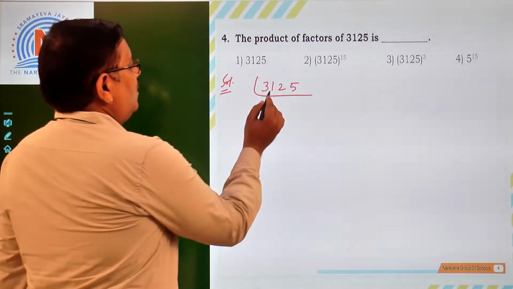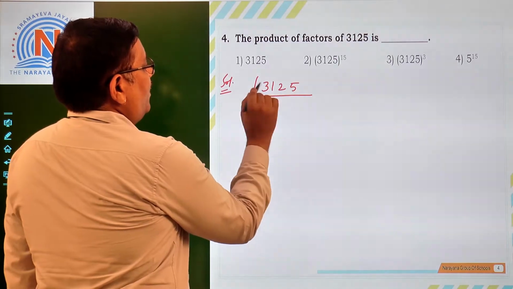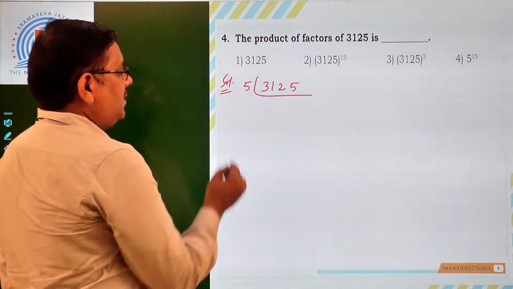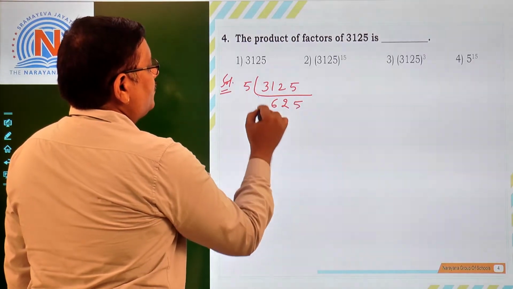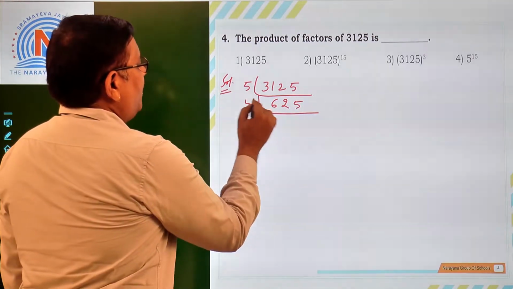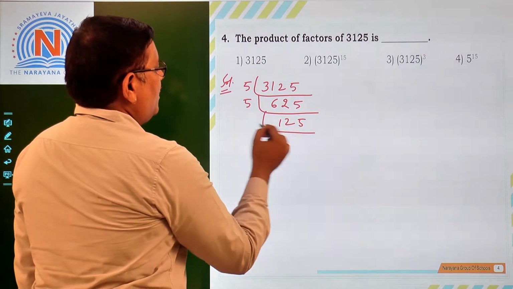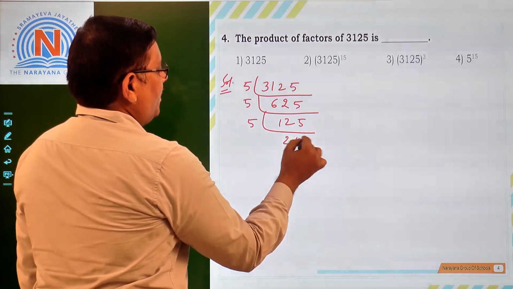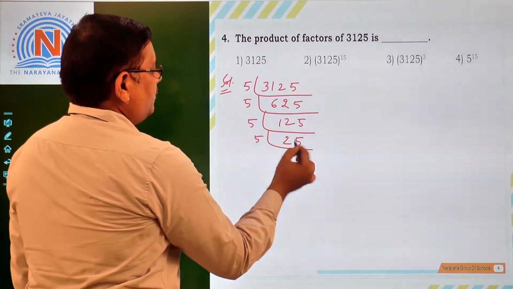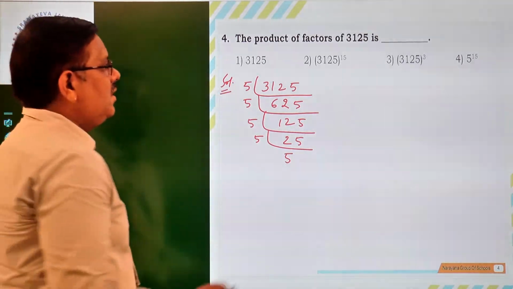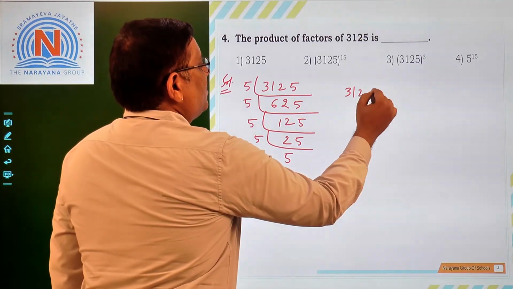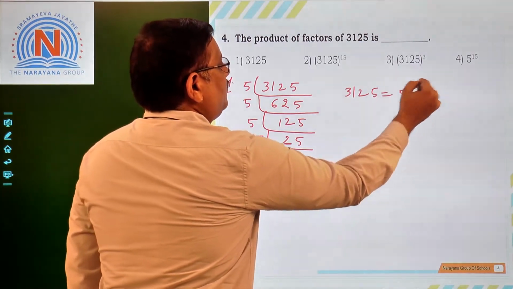Okay, now 3 won't divide here. Let us do with 5. Divide with 5, we have 625. Now again with 5, that is 125. Again with 5, that is 25. Again with 5, that is 5. So 3125 is nothing but 5 to the power of 5.